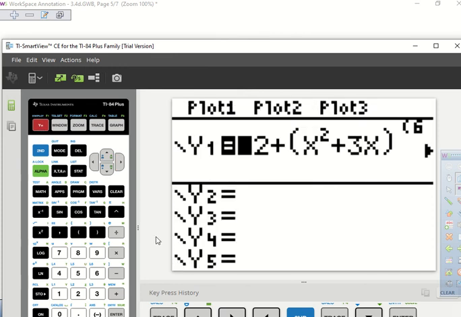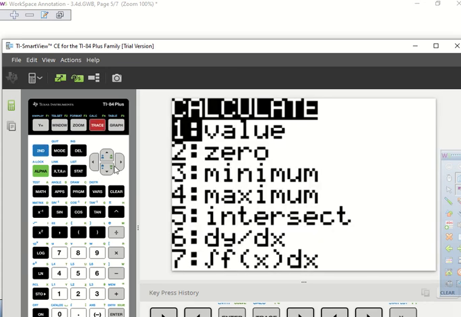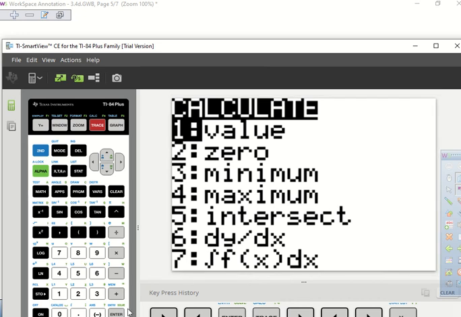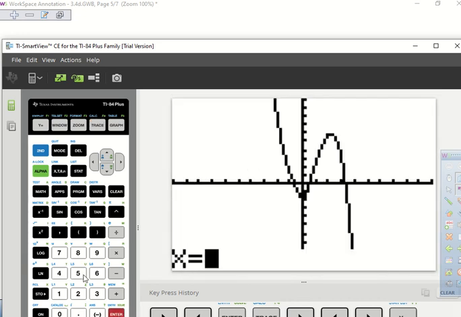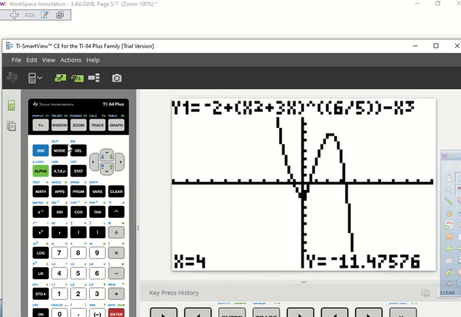So if you hit the y equals button, and you hit the graph, you can go to second trace, and you can actually pick a value that you want to evaluate the function at. So you hit value, enter, and you type in 4. And you see how it'll actually give you the output value there? Did everybody get that step down? Alright, you want me to do it again? You guys ready? Okay.